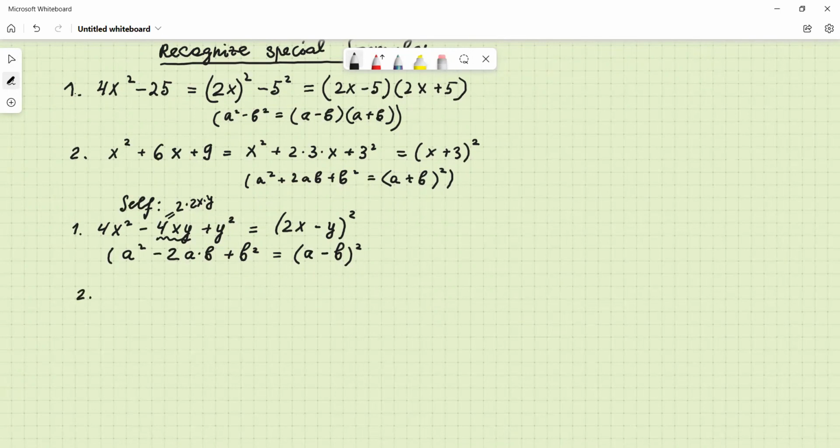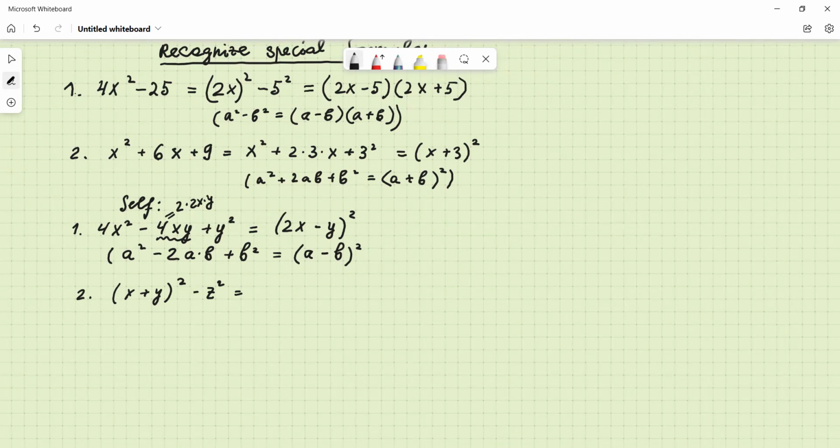Can you use formula 1 to factor the next expression? (x plus y) squared minus z squared. And again, I'm going to give you some time to try, and then turn your video back on and watch how I do this. 1, 2, 3.